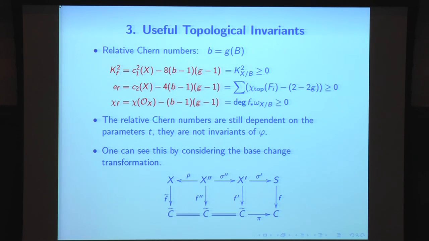So why does this number depend on the parameter? Because if you consider the base change, here is a base change. Replace T by some new parameters. So from this fibration, we get a new fibration. This is the same family of curves, but the invariants are different. You can compare the invariants of this one and this one. You can see these invariants depend on the parameter T. So this is not a good invariant for this polynomial.